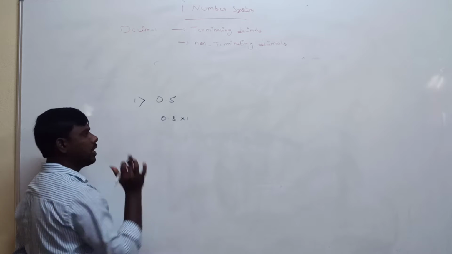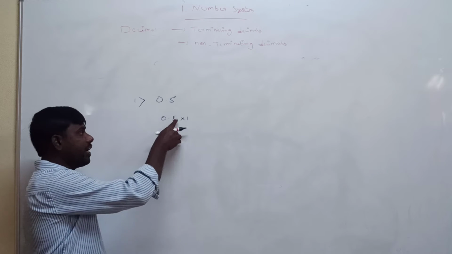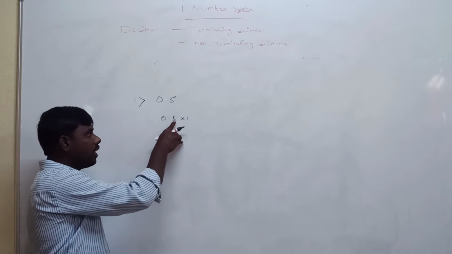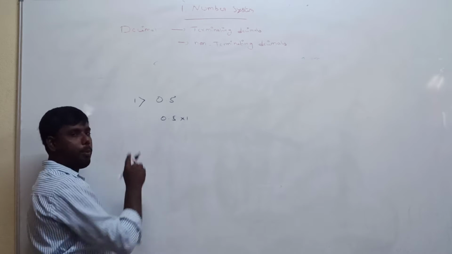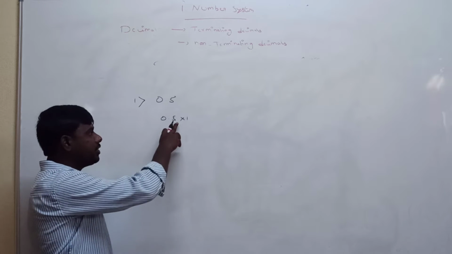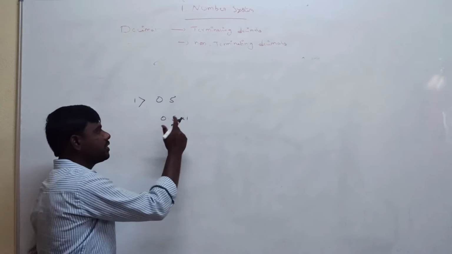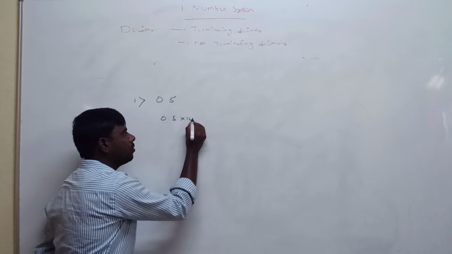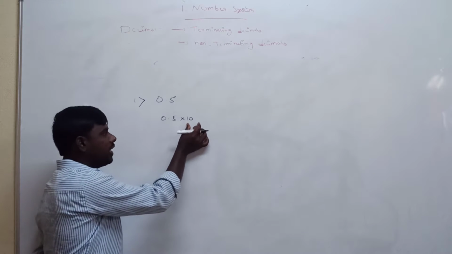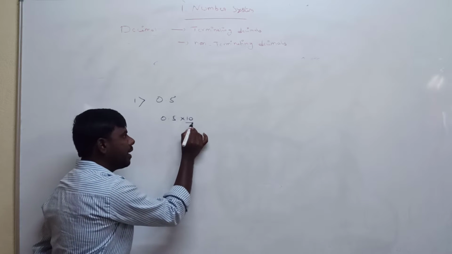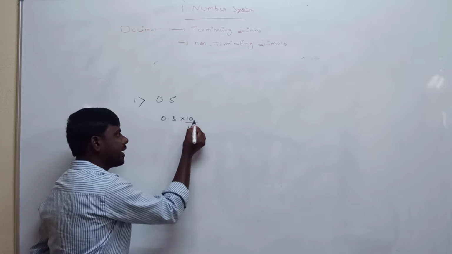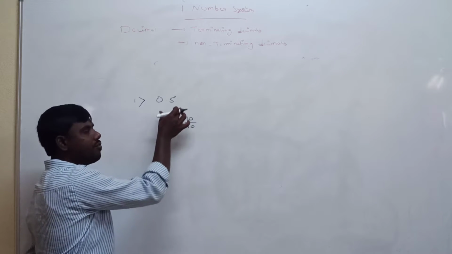0.5 into 1 is 0.5. How many digits after the point are there? Only one number after the point, so we take only one zero. What value do we get? Only 10. So multiply with 10 and divide with 10. The 10s get cancelled, so finally we get the same value.